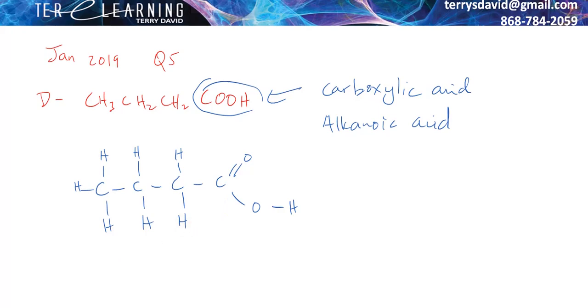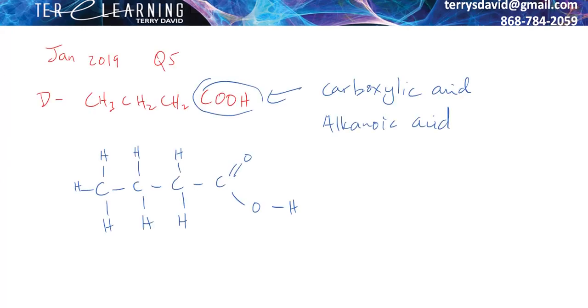In part B now, they said name the compound, right? So if you have to name the compound here, this is 4 carbon atoms, so it is butanoic acid, right? Am I missing out anything?